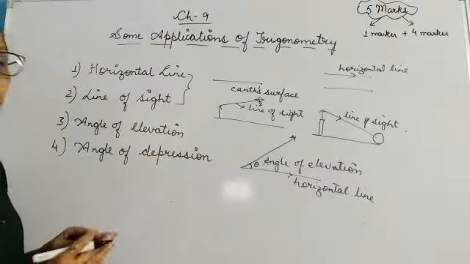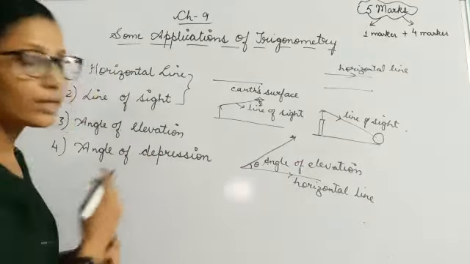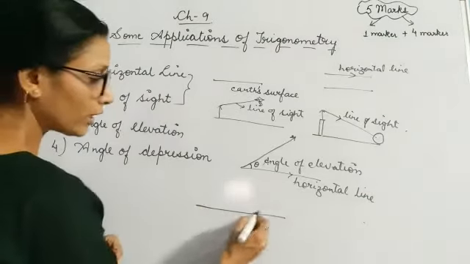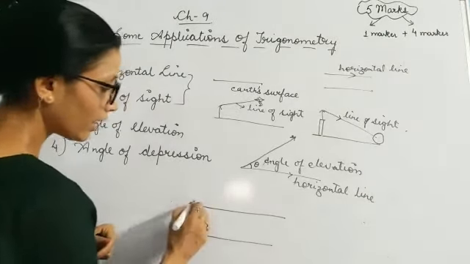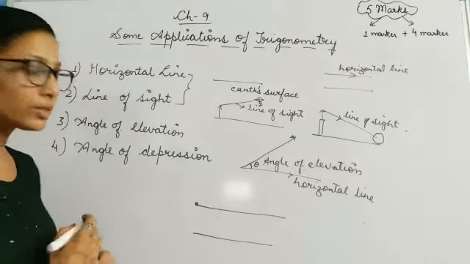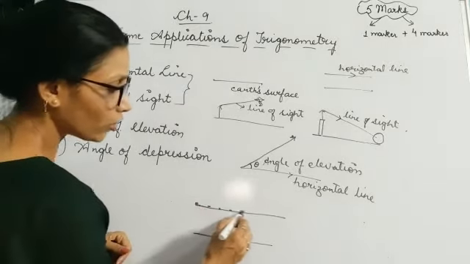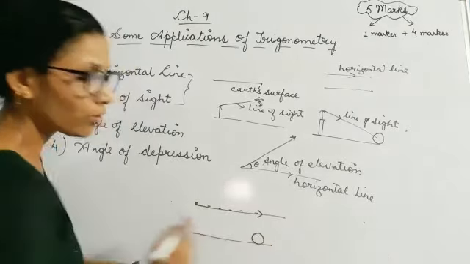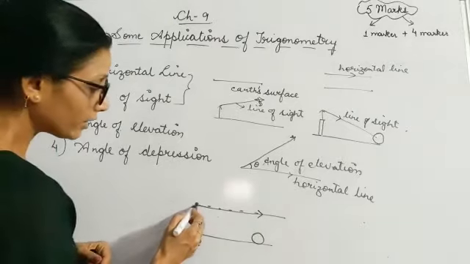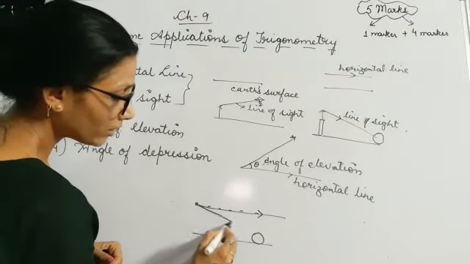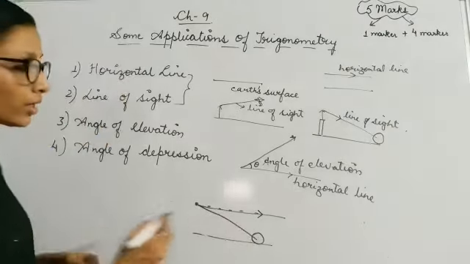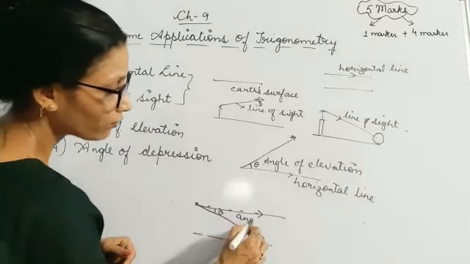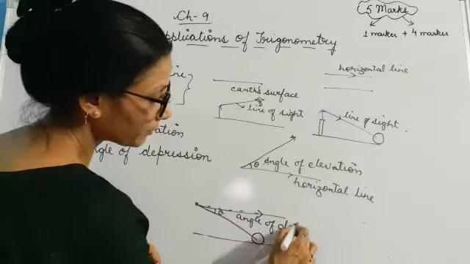In the second case, just now I have defined, let's suppose this is your ground, this is your horizontal line, or let's suppose this is your earth and this is the balcony where the observer is standing. So here this is the horizontal line which is made parallel to the earth's surface. Let's suppose this is your object lying on the ground, and here if he wants to look at this object, then he will be looking like this. So the angle made here is known as angle of depression.